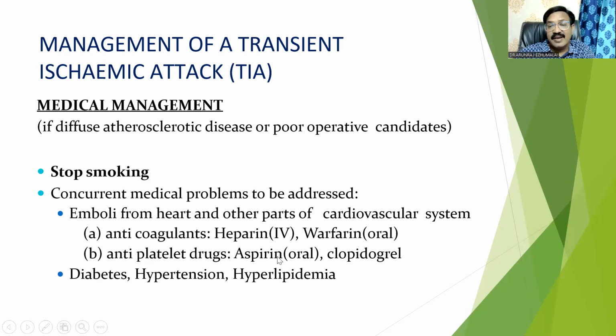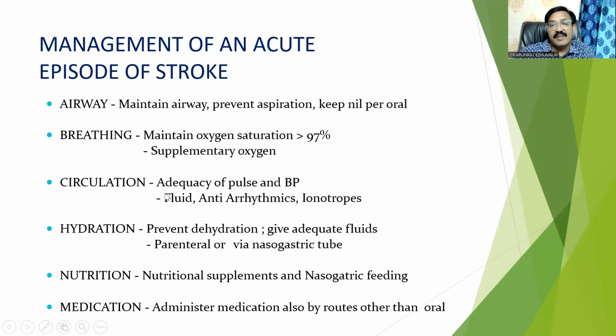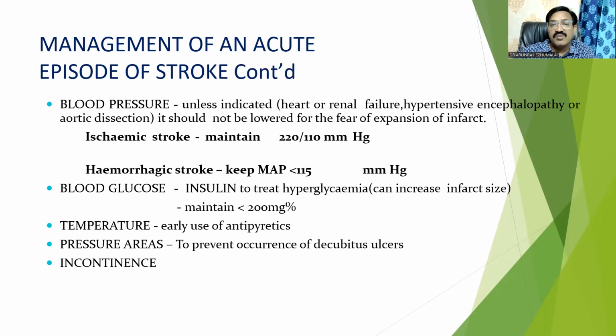So for treatment, aspirin and clopidogrel are the first thing you have to tell. Then you have to tell glycemic control, BP control, cholesterol control, and that smoking should be stopped. All those things you should not forget to tell. When the patient is unconscious, you have to tell about the ABC, airway, breathing, circulation, and everything, hydration, nutrition, and everything.